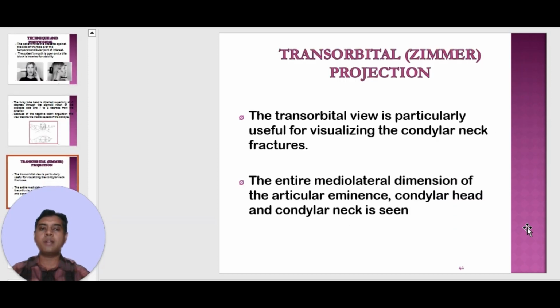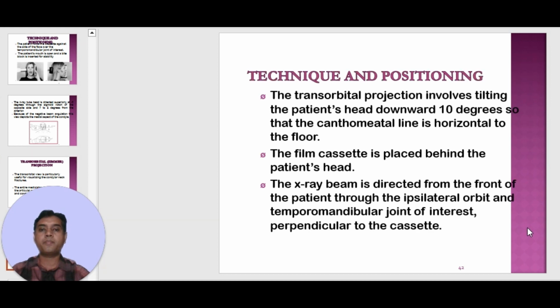Now coming to the transorbital, also known as the Zimmer projection. It is particularly useful for visualizing condylar neck fractures. The entire mediolateral dimension of the articular eminence, condylar head and condylar neck is seen.